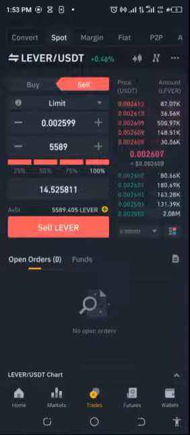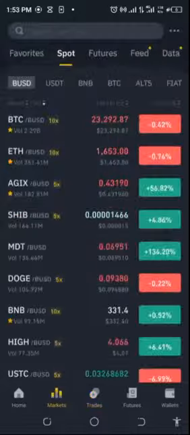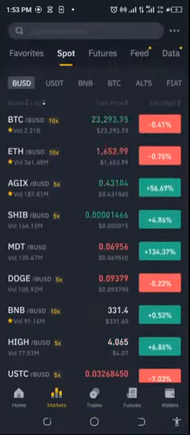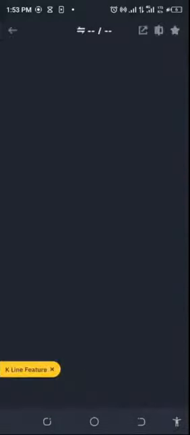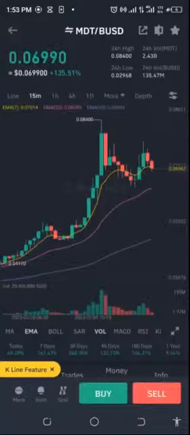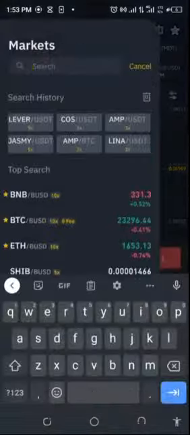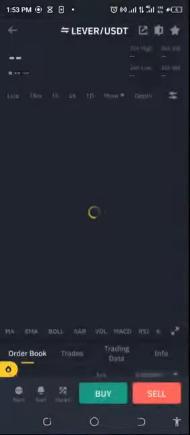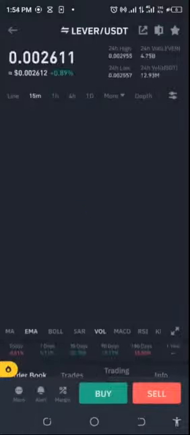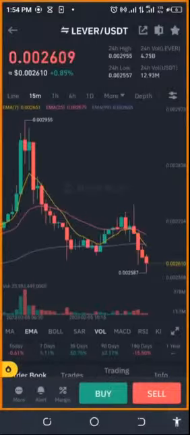But I am not going to sell at this price. I'm going to sell at a higher price than what we have here. Okay, so I'm going to take that price. Don't forget, let's go back to the all-time high, and then choose something slightly lower than that. So let's just click on this and go back to the all-time high of lever USDT.